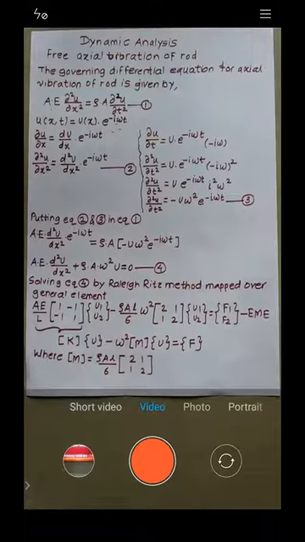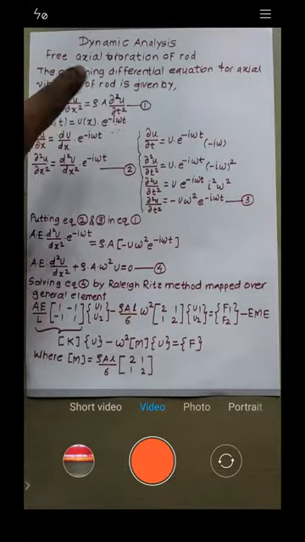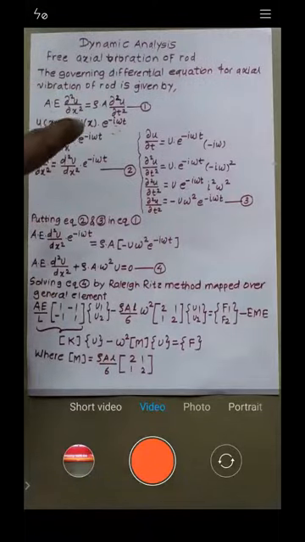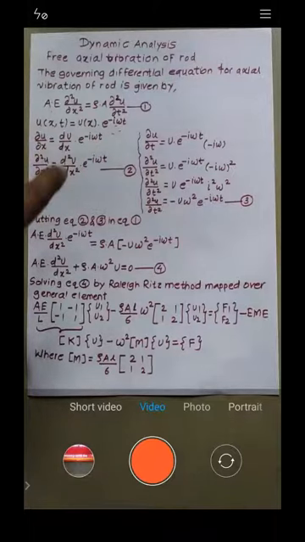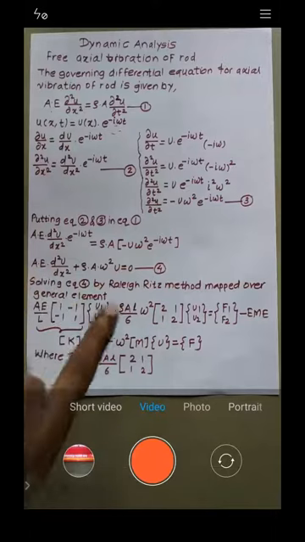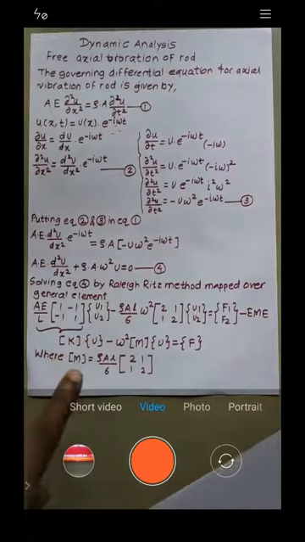So this is basically the mass matrix that we got. By using the governing differential equation for the axial vibration of the rod, initially we separated it in terms of two variables, x and t. Then we solved that equation using Rayleigh's method, so we are going to end up with the mass matrices.